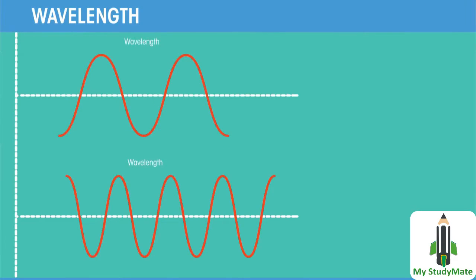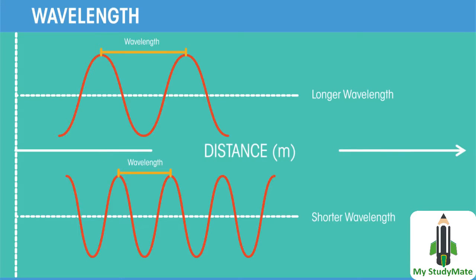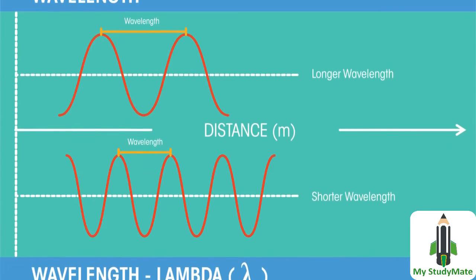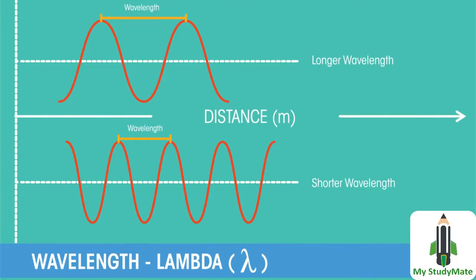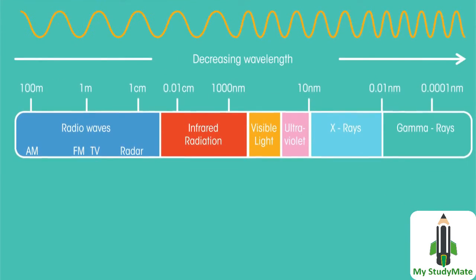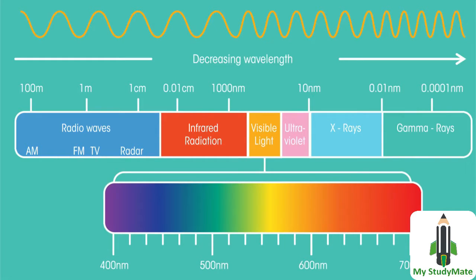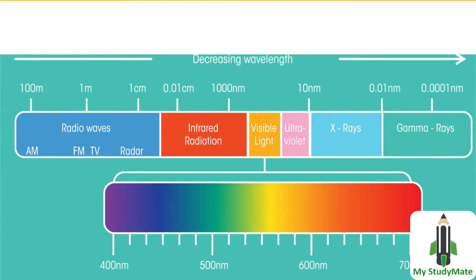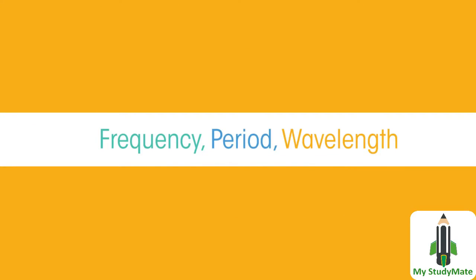Now for the wavelength. The wavelength is the distance between a point on one wave and the same point on the next wave, for example, two peaks or two troughs. Wavelength is given the symbol lambda, from the Greek letter, and is usually measured in meters. Wavelengths can vary hugely in size. X-rays are very short, visible light is here, and FM radio waves are much longer.